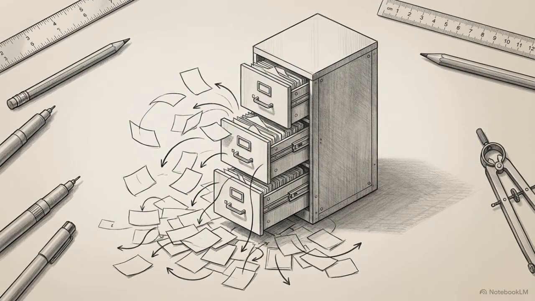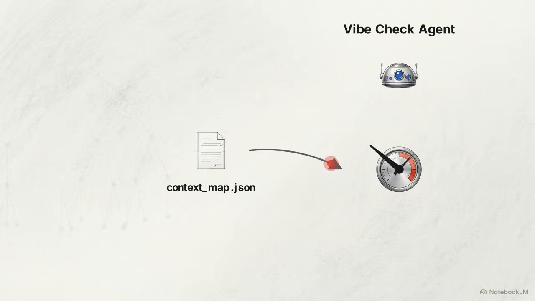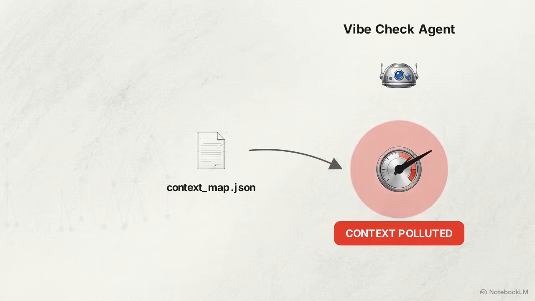As files accumulate, context limits become a bottleneck. We address this with the context pruner. This agent maps only the relevant functions for the task. It removes noise, creating a JSON context map to maximize LLM accuracy. A vibe check agent monitors the token-to-output ratio, alerting the engineer if context becomes polluted.